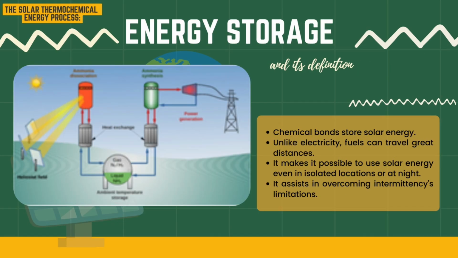And the last process of solar thermochemical energy is the energy storage. Energy storage means chemical bonds store solar energy. Unlike electricity, fuels can travel great distances. It makes it possible to use solar energy even in isolated locations or at night. It assists in overcoming the limitation of intermittency. So unlike electricity, chemical fuels can be stored for long periods and transported easily.